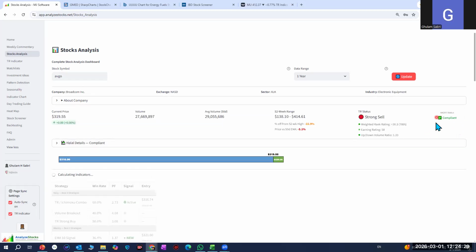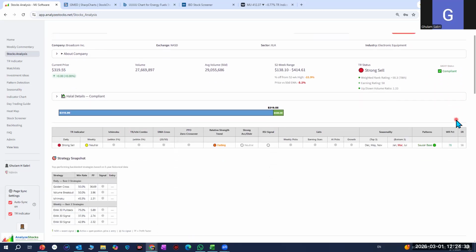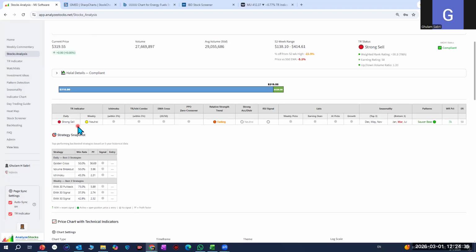So this last section is telling you whether it's halal or not. It's compliant. But right now it's in a strong sell zone. It's beaten, quite beaten. Weekly is also in a neutral zone. Relative strength is also fading. March is not a very good one. It's in the bottom 3 months. Although it has beaten 78% of stocks in terms of price action or gains last year, and it has very good earnings records of 58%.